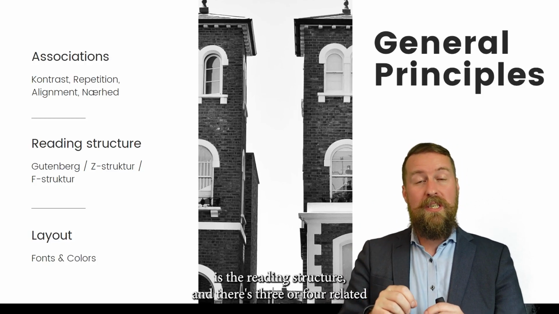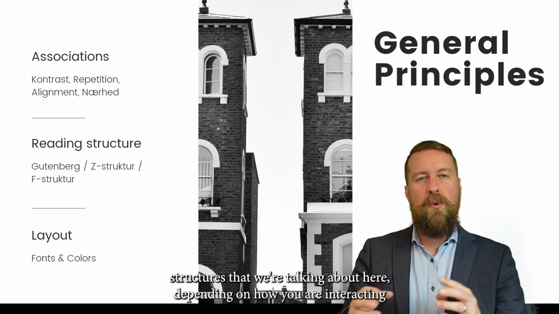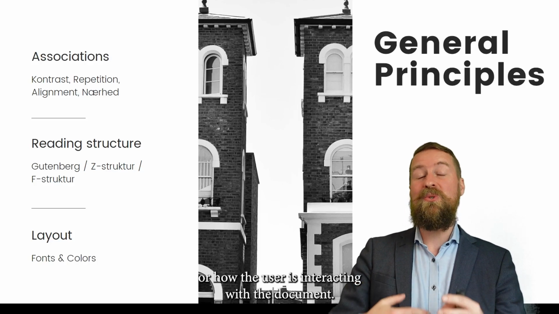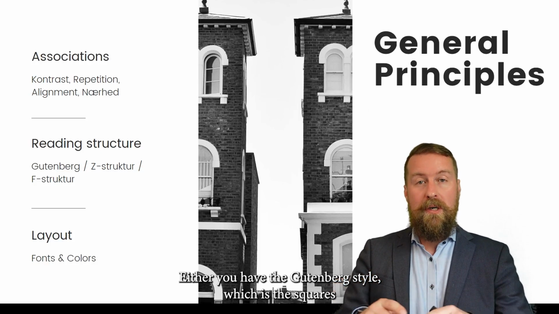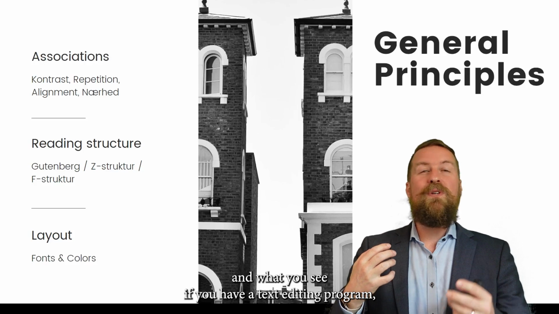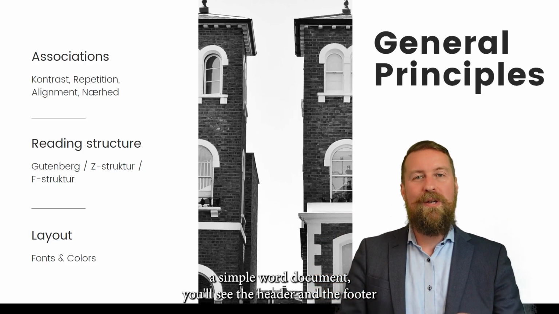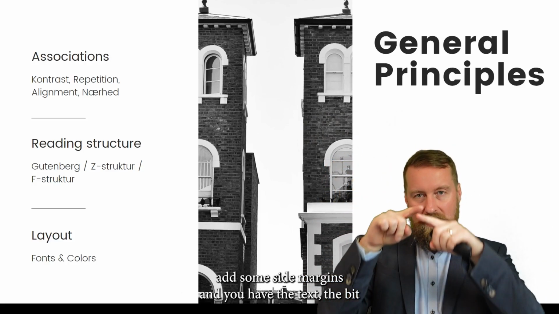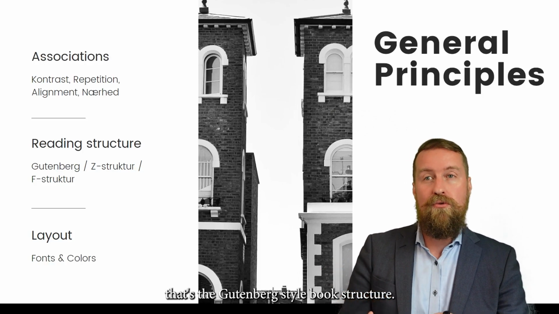Next one is the reading structure, and there are 3 or 4 reading structures that we'll be talking about here, depending on how the user is interacting with the document. Either you have the Gutenberg style, which is the squares, and you see it if you have a text editing program, a simple Word document: you'll see the header and the footer and some side margins, and you have the text in the middle. That's the Gutenberg structure.